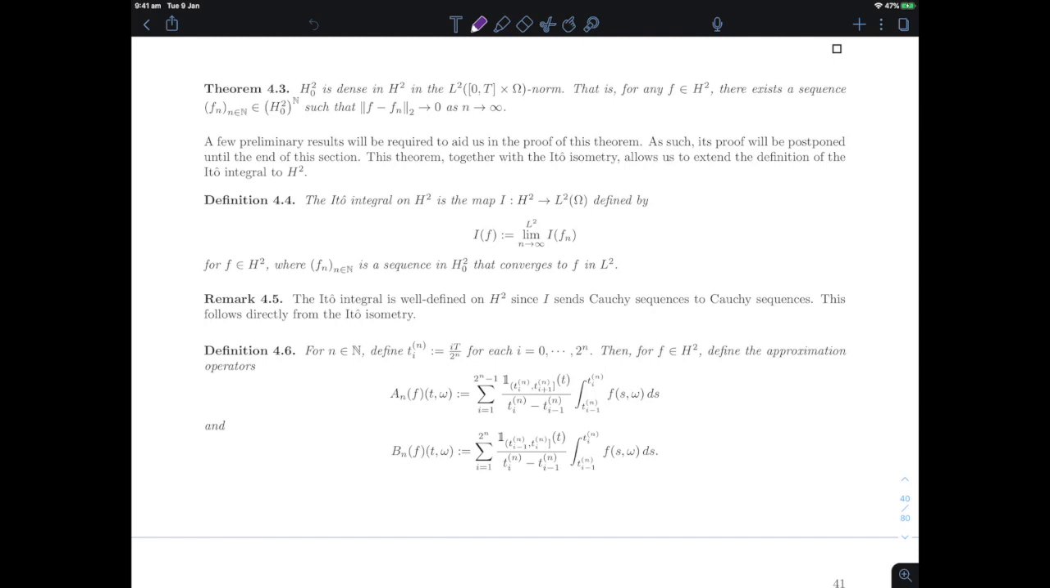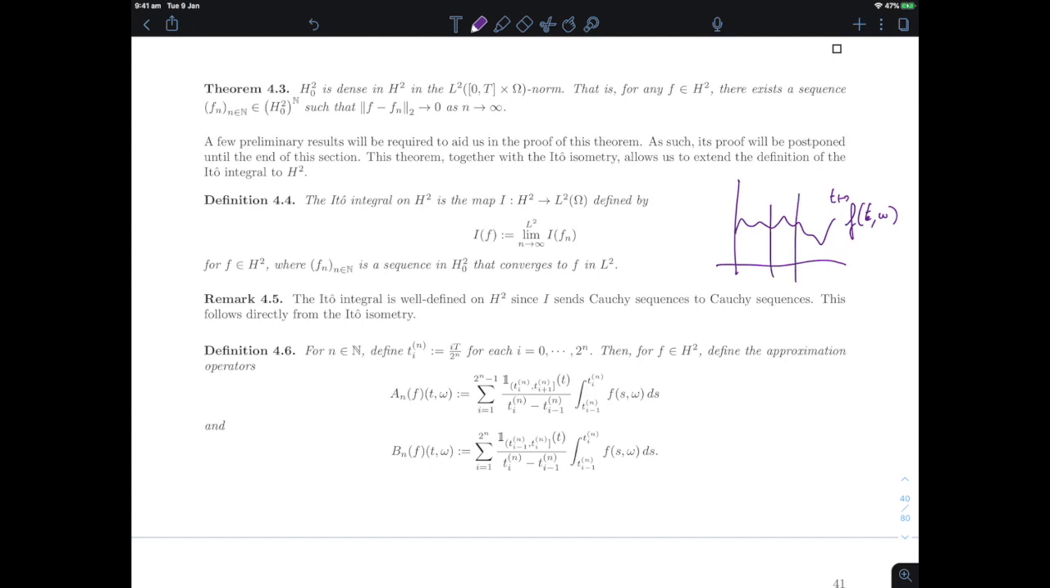What's the naive idea? Well, we do what we would do if we were to define, say, the Riemann integral or any integration theory for that matter. We say, okay, I want to replace a function. Let's say that's the trajectory for a fixed omega, right? I'm drawing the graph of the map t goes to f of t, omega here, and I want to replace it by a simple function.